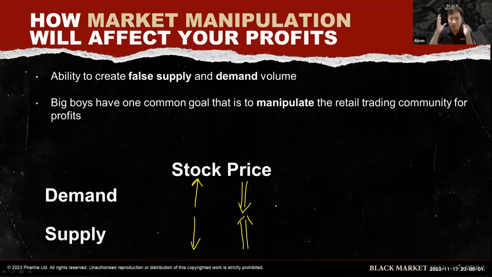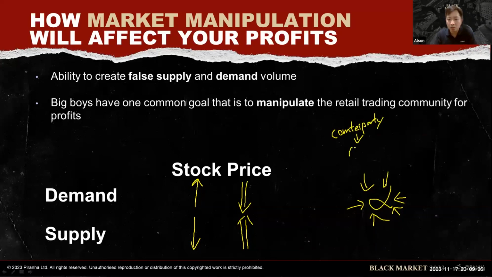This is not the normal demand and supply that you know about, because the stock market is not a fish market. In a fish market, let's say there's only one fish, like during Chinese New Year when there's very limited fish. Everybody goes and buys the limited amount of fish, and the price of fish goes up. It's a normal fish market phenomenon. But in the stock market, you have this guy called the counterparty, who is your market maker. We call it the MM.